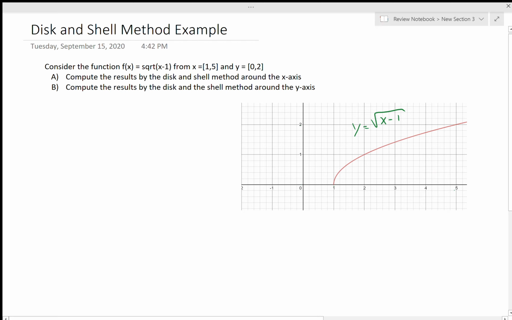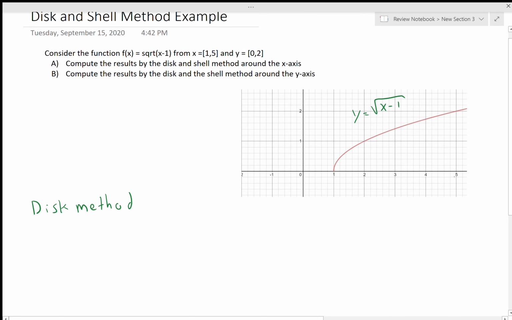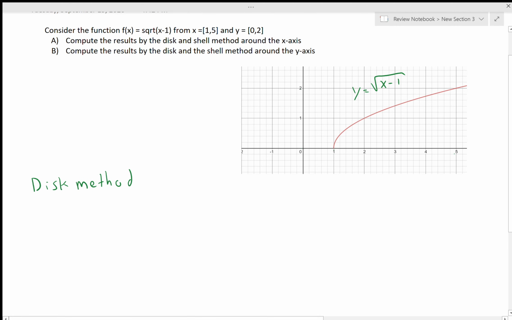So for part 1, part A, we're going to compute the results by the disk and shell method around the x-axis. So let's start off with the disk method. For the disk method, let's get our equation here. So we have that the volume would be equal to, so this is disk method rotation about the x.